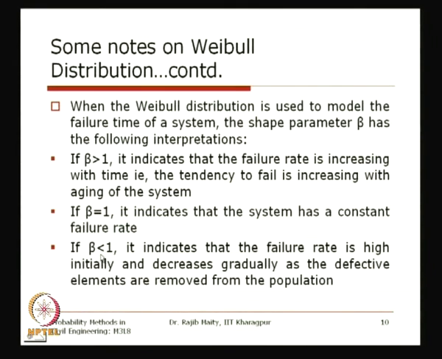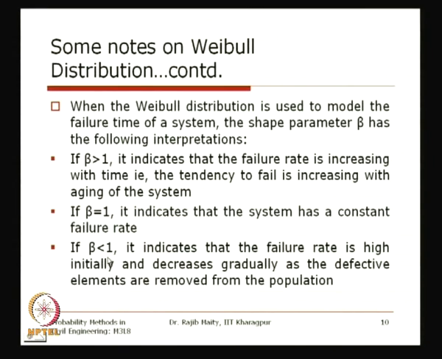On the other hand, when beta is less than 1, it indicates that the failure rate is high initially and decreases gradually as the defective elements are removed from the population. Rather than coming to a civil engineering problem, if we take a social problem, it will be clearer. In a health system, if the mortality of babies is high at birth, then this is a very suitable application to model with beta less than 1.